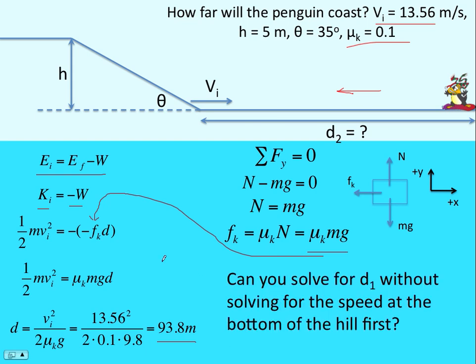If you want a challenge, see if you could solve for, this should be D2, without solving for the speed at the bottom of the hill first. And so how would you do that? It'd be similar to what we started with, but you'd also have to add the work in from here and the work from here. So you'd have another term here minus the force of friction that was on the slant times the slant distance that we called D1 before.